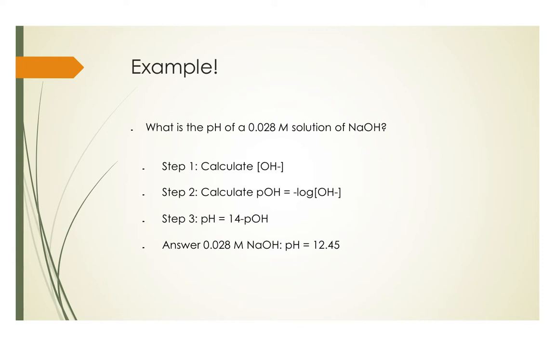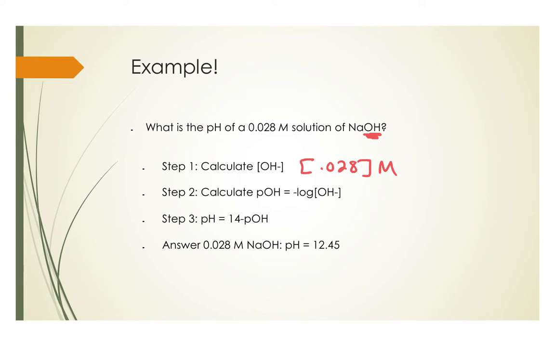All right, so here's our example. What is the pH of a 0.028 molar solution of NaOH? Okay, so calculate the concentration of OH. This has only one OH per molecule, so the concentration is going to be 0.028 molar.